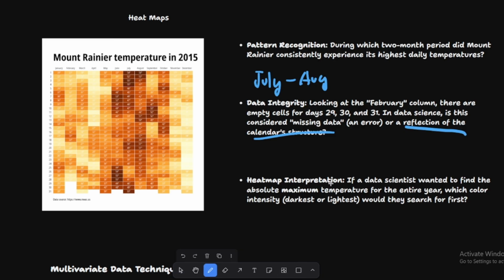Heat map interpretation. If a data scientist wanted to find the absolute maximum temperature for the entire year, which color intensity would they search for first? They want to find the absolute maximum temperature, and we established earlier that the lighter colors are smaller values. So they would likely want to go for darker values to find the maximums. So we're going to go for darker values.